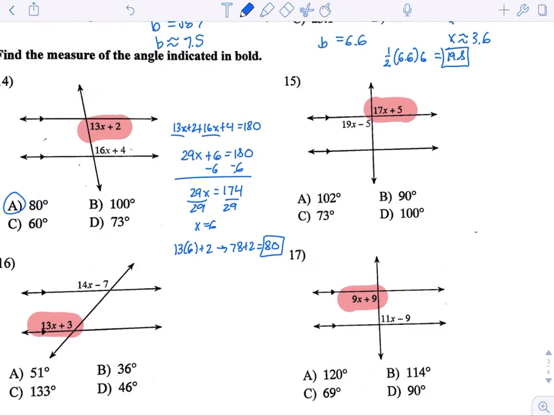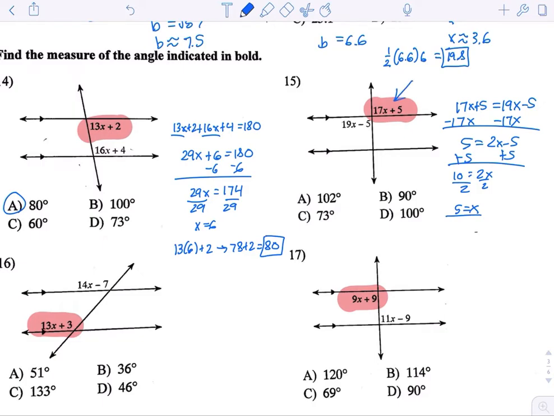Okay, 15. This and this, those are vertical angles. So 17x plus 5 is equal to 19x minus 5. Now solve for x, so I'm going to put my variables to the right-hand side first. 5 is equal to 2x minus 5. Let's add 5 to both sides. 10 is equal to 2x. Divide both sides by 2. So 5 is going to equal x. So we know 5 is equal to x. Now let's substitute it back into here to get the angle measurement.